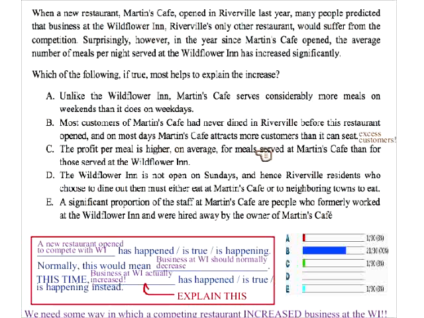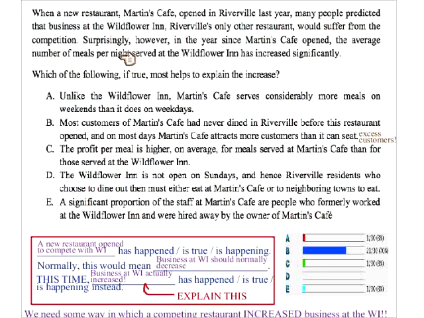Profit per meal's got nothing to do with how many people are eating there, so that doesn't work. Wildflower Inn is not open on Sundays. So that has nothing to do with more business at the Wildflower Inn. If anything, this would be less business there. And then we don't care who's working at these places because that doesn't have anything to do with it.